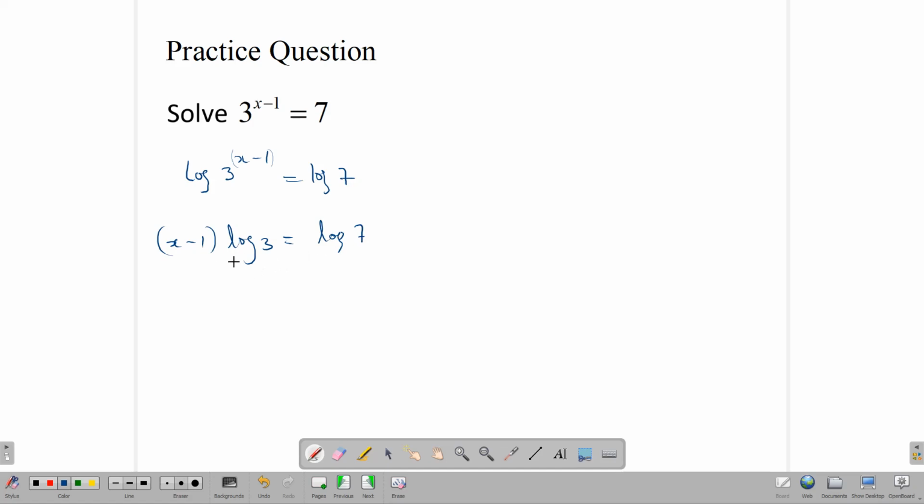And then dividing both sides by log 3, x minus 1 would be equal to the log of 7 over the log of 3. And our final answer is going to be x is equal to log 7 over log 3 plus 1. Now, this is the exact answer.